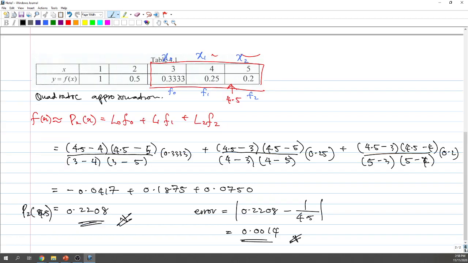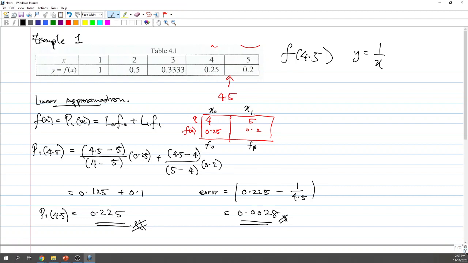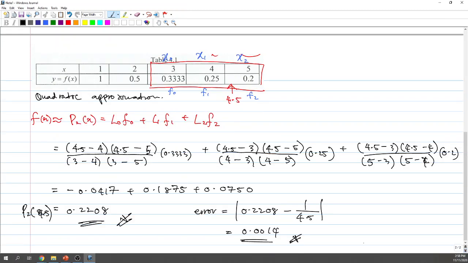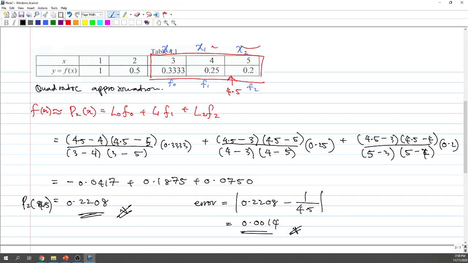So for now we can see that the quadratic has the lower error. Okay, so quadratic for now has the lower error compared to the linear. Okay, so what happens if we use the higher order method? Let's try. Oh no, I need to copy the question first. I think it is better we copy the question first.